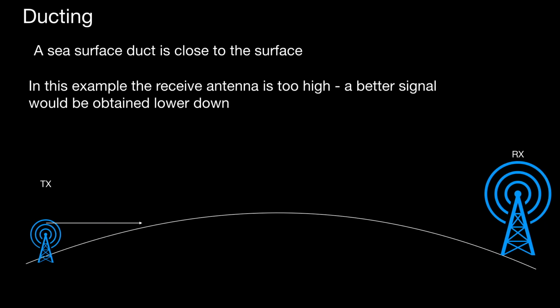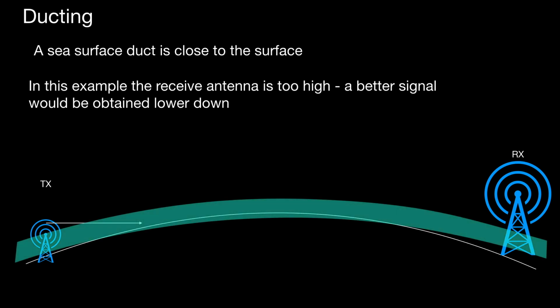And a sea surface duct is close to the surface of the sea. In this example, the receive antenna is too high and a better signal would be obtained lower down. So here we've got a very low duct. The signal goes through, but because the receive antenna is high up, because it is perhaps on rising land or on the top of a hill, it doesn't receive the signal. However, if we lowered the antenna down to nearer sea level, we would suddenly pick up a signal.